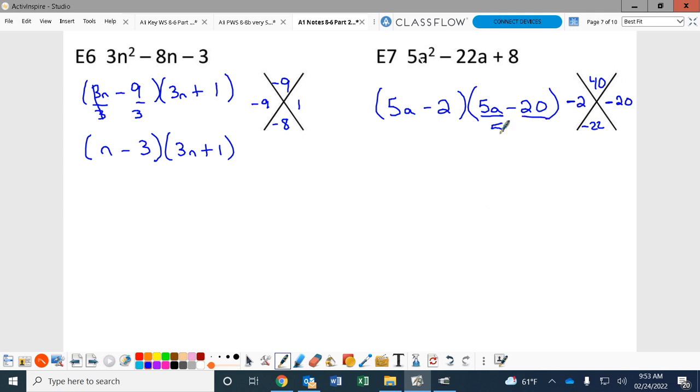Good. So it's going to be 5a minus 2. That does not change. You don't do anything to it. All you do is write it out in front. For the second one, you're going to cancel out the 5s. That's going to leave you an a. And then 20 divided by 5 is going to leave you a 4.